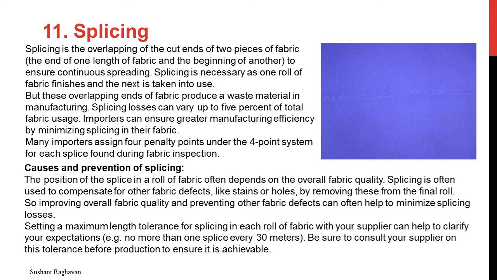Setting a maximum length tolerance for splicing in each roll of fabric with your supplier can help to clarify your expectations. Example, no more than one splice every 30 meters. Be sure to consult your supplier on this tolerance before production to ensure it is achievable.